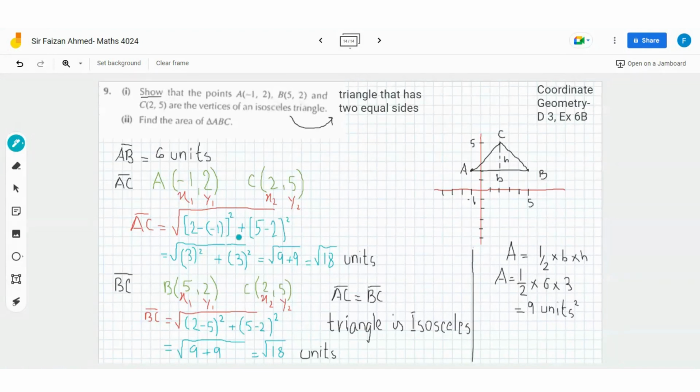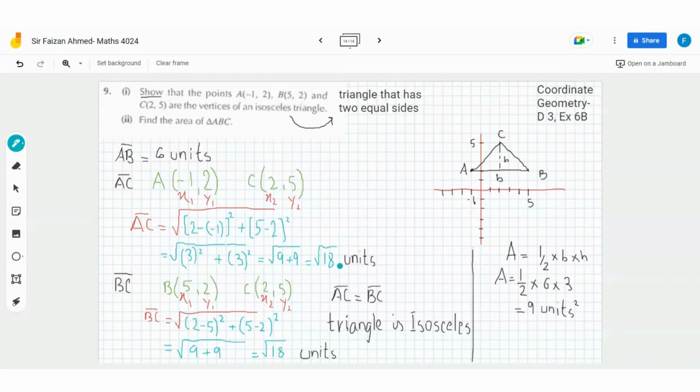Then comes the positive sign. Then comes y2 minus y1. y2 value is 5 and y1 is 2. So 5 minus 2 whole square. This negative and this negative: minus multiplied by minus will give me positive. 2 plus 1 will give me 3, and you know that 3 square is 9. And again the positive sign, and 5 minus 2 is again 3, so 3 square is again 9. So square root of 9 plus 9 will give me square root of 18.